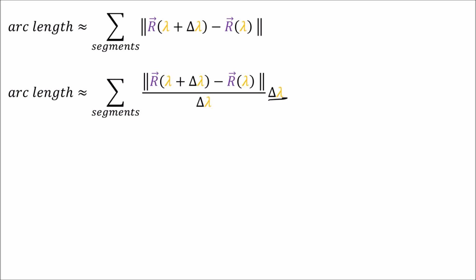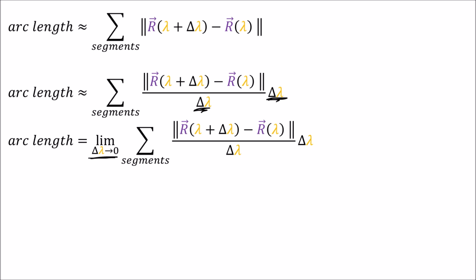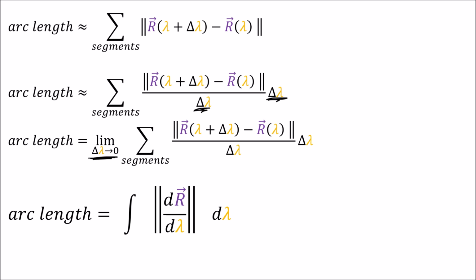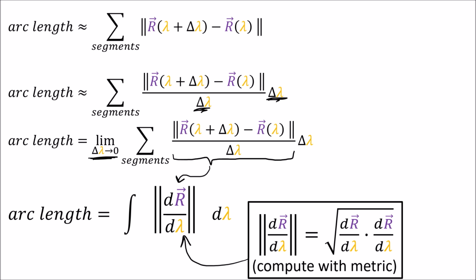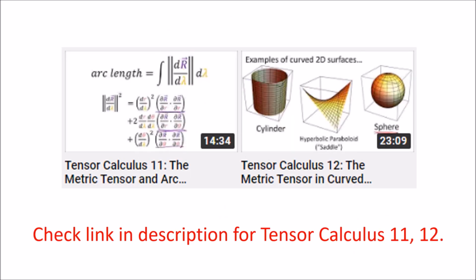If we multiply and divide the lengths by delta lambda and take the limit as the spacing between the endpoints gets smaller and smaller, our sum becomes an integral, and this difference vector over delta lambda becomes the tangent vector dr by d lambda. So the key to calculating the physical lengths of curves is knowing the lengths of the curve's tangent vectors, which we can calculate using the metric. To see this explained in greater detail, check the description for links to the tensor calculus videos 11 and 12.